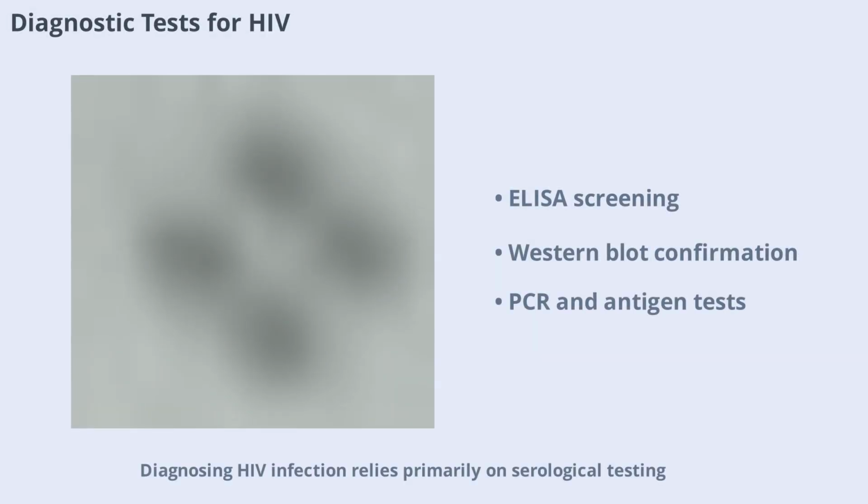Diagnosing HIV infection relies primarily on serological testing. The enzyme-linked immunosorbent assay, ELISA, is the most common screening test due to its high sensitivity. Confirmatory tests include the Western blot assay and polymerase chain reaction, PCR. Direct detection methods, such as P24 antigen testing, HIV-1 RNA, and proviral DNA detection, are also used. Accurate diagnosis is essential for timely intervention and management.